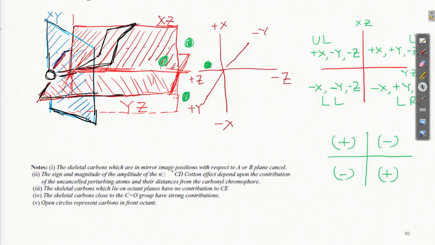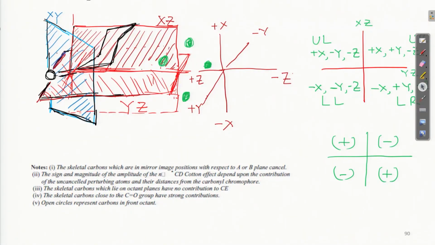In the last episode, we were discussing the application of an empirical rule, the octant rule, in determining the stereochemistry of a molecule. Stereochemistry of a molecule means the study of its conformation or configuration, as the case may be.